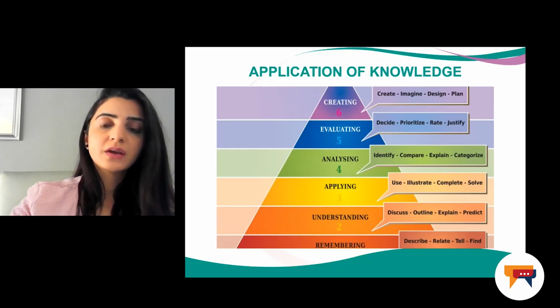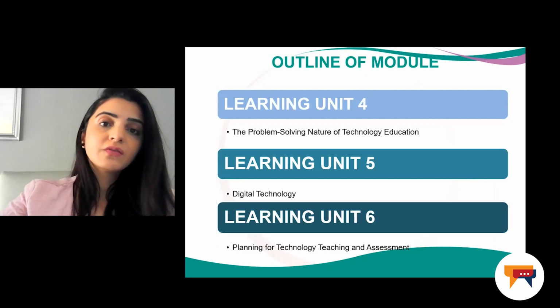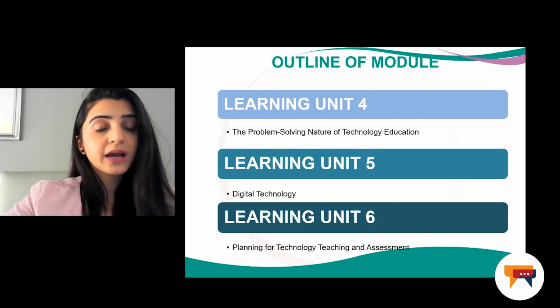The level of questioning is obviously higher, especially at this level. You're at NQF level 7. Okay, so the outline of this module: learning unit 4, which is the problem-solving nature of technology education. And then you have digital technology and planning for technology teaching and assessment.